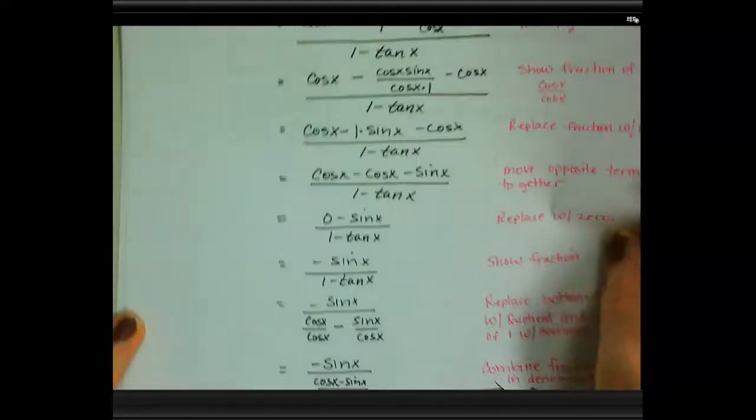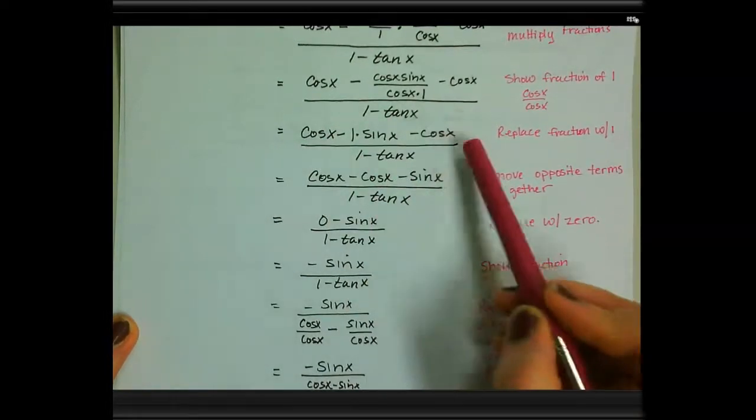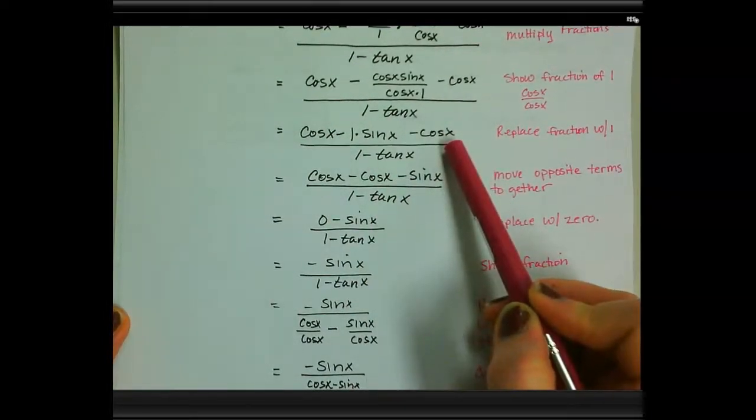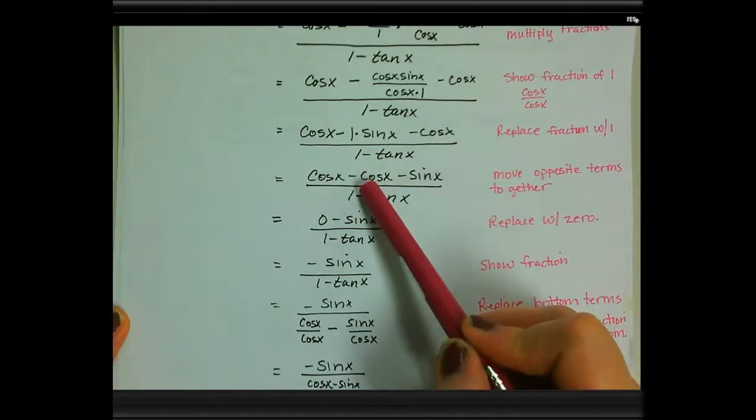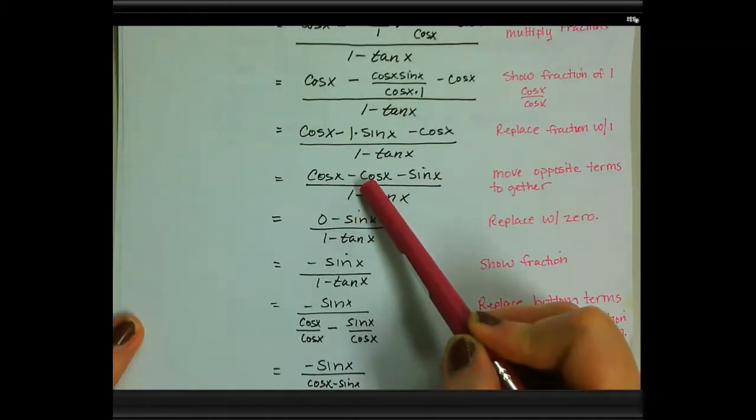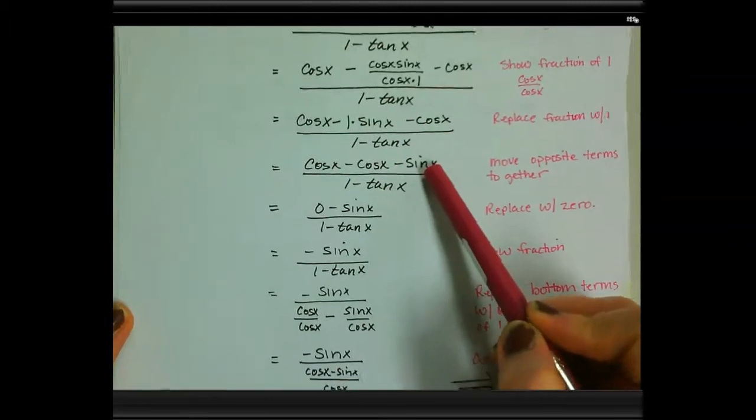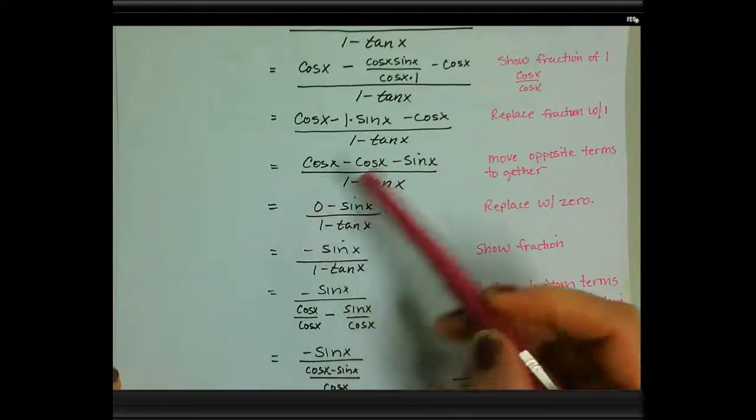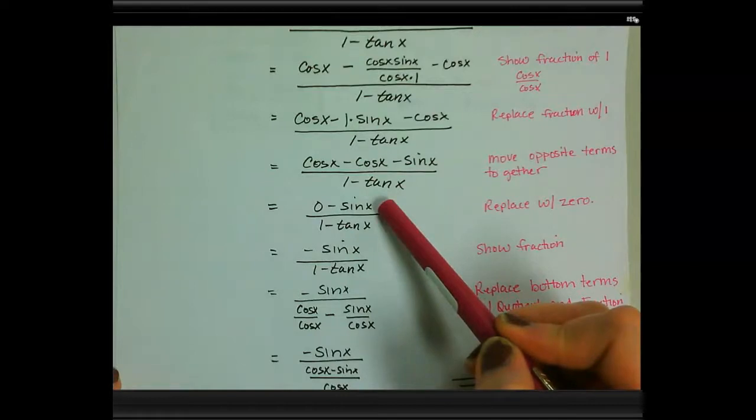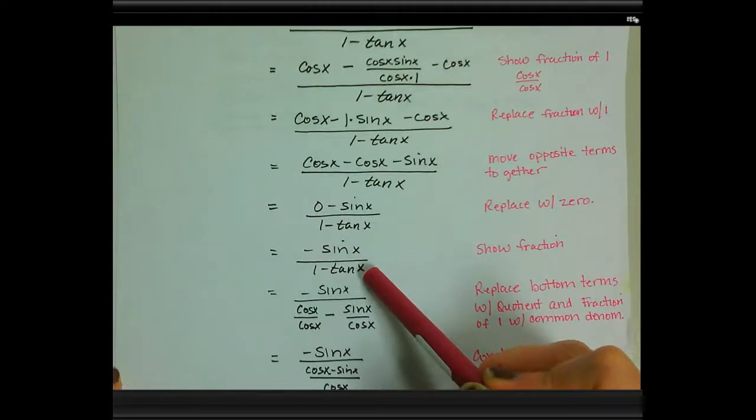Now, as I'm looking at the proof here, I know that the 1 times sine is going to give me sine, but notice that you've got this cosine here and this negative cosine there. Those are opposites, so we want to move the opposites together so that we can show that they eliminate. So I'm going to pull this negative cosine up here. Be sure you take the negative with it. And I'm going to pull this 1 times sine x, which is minus sine x, right back there. So now I know that cosine x minus cosine x is 0, and minus sine x on top. So minus sine x on top and 1 minus tan x on bottom.